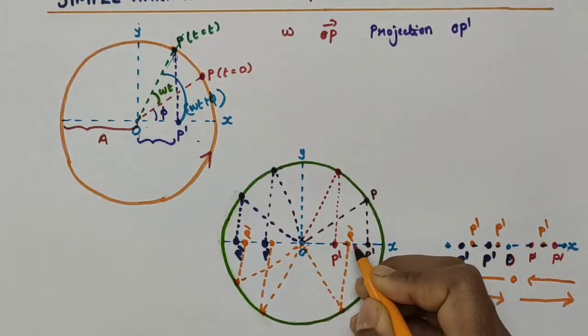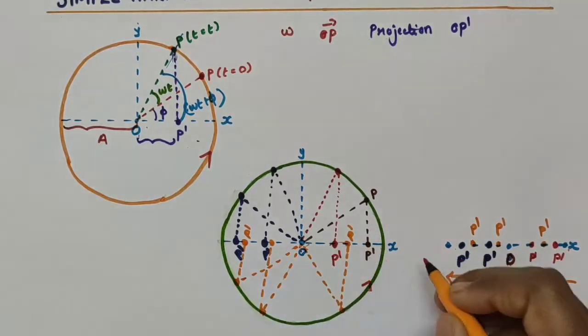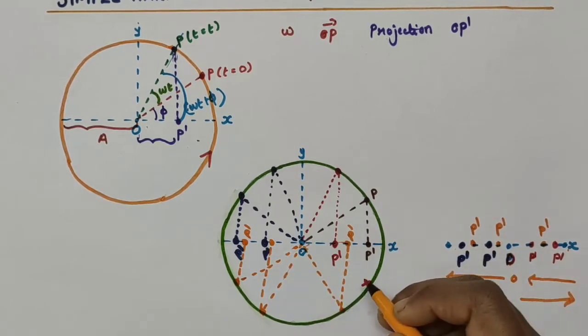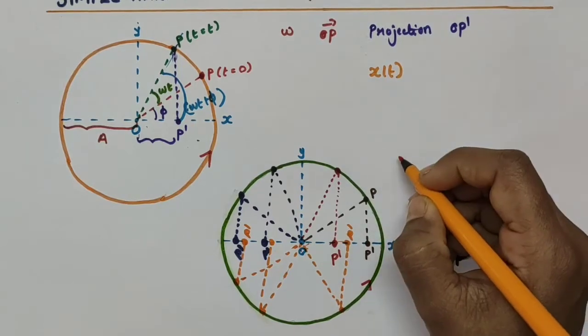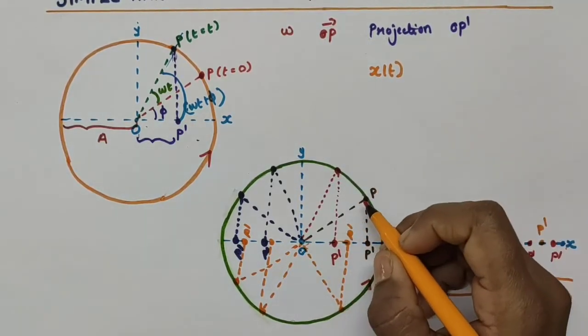Now initially it is here, after some time it is here, after some time it is here, then again coming back to the same point. So the position of P dash varies with the time. Let its position be x of t. Position of that P dash is x of t.